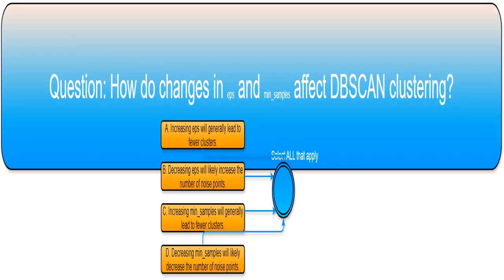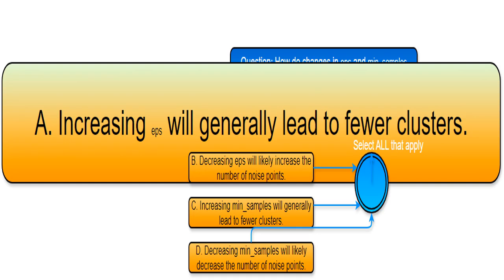This question is the core of the problem. We need to understand how adjusting the EPS, radius, and min_samples, minimum points in a cluster, parameters change the number of clusters DBSCAN finds and the number of data points it labels as noise. Let's dive in. I think this statement is true.